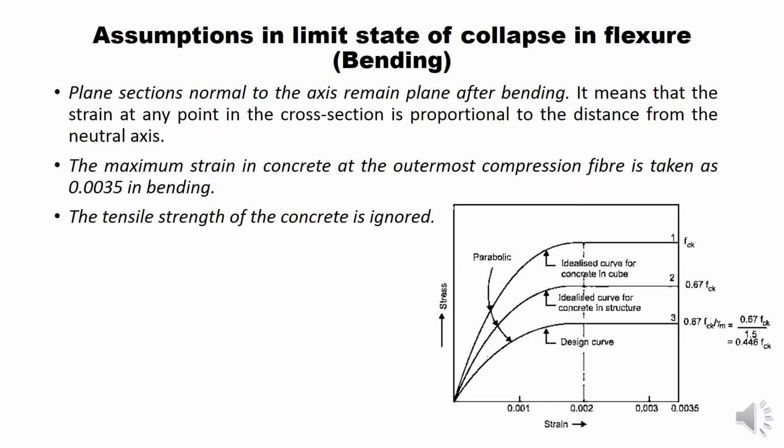The maximum strain in the concrete at the outermost compression fiber is taken as 0.0035. The strain is 0.0035, that is the maximum limiting strain in concrete that we shall consider. The tensile strength of the concrete is ignored. That is almost the primary assumption in reinforced concrete design: we shall not consider the tensile strength of the concrete.